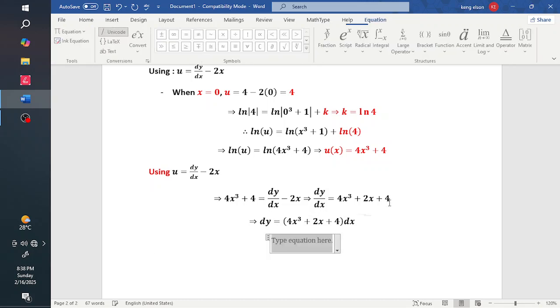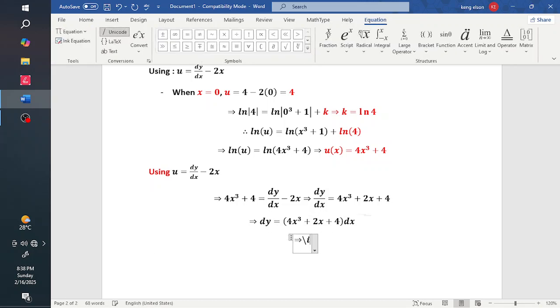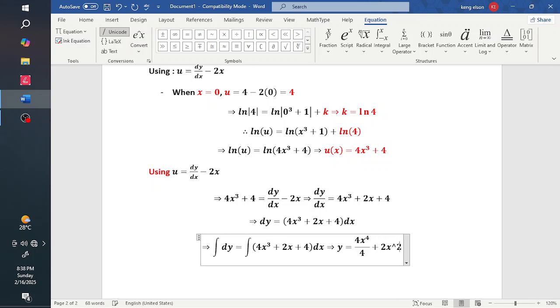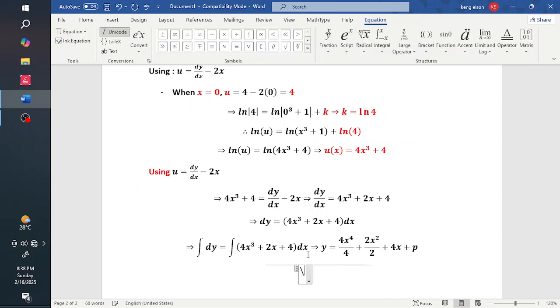We now integrate both sides, because you have separated variables. We have the integral of dy equal to the integral of everything here. Like I said, we have indefinite integrals here, so we add the constant of integration just to one side. So if I integrate dy, I get y equal to, if I integrate 4x cubed, I get 4x to the power 4 over 4. If I integrate 2x, I get 2x squared over 2. If I integrate 4, I get 4x, then plus a constant of integration, maybe p. Let me simplify each term. So y will give me x to the power 4 plus x squared plus 4x plus p.